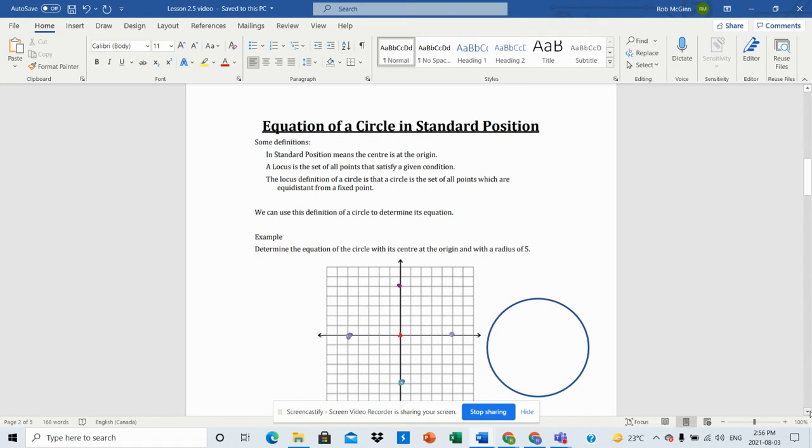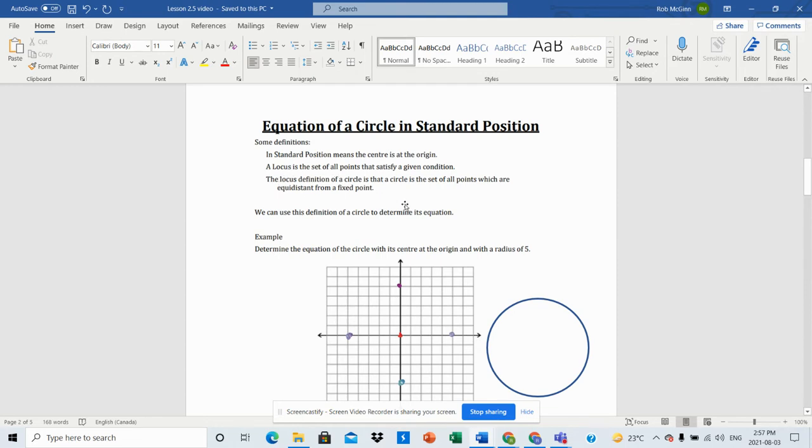Some definitions first before we get started here. If we refer to a circle as being in standard position, that means that its center is at the origin. So on this graph, you'll see I've got the red dot highlighted right where the two axes cross, and that's the origin. It has coordinate points 0, comma 0.